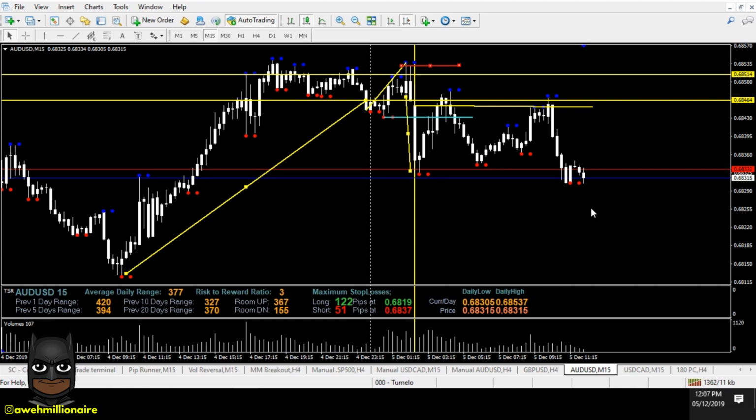So this was a very simple trade, AUD to USD, Australian dollar to US dollar. A very easy sell opportunity if you were awake at that time. But this is the power of high impact news, supply and demand, and forex volume.